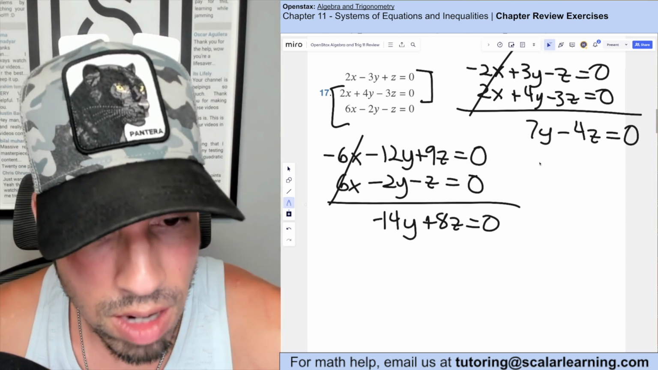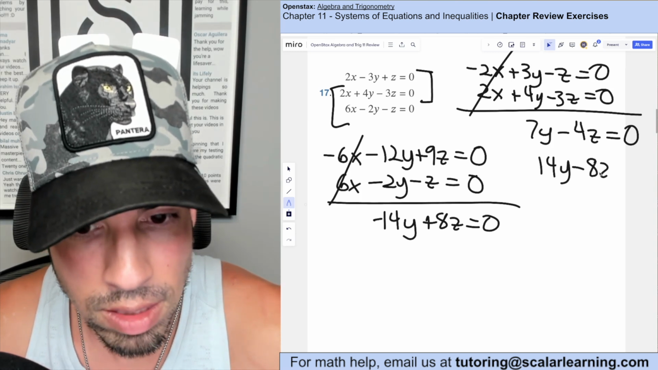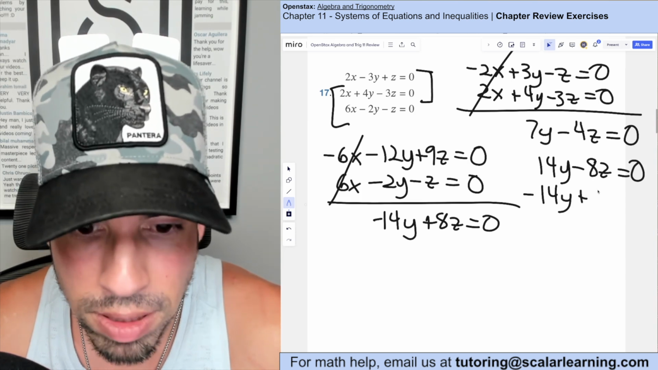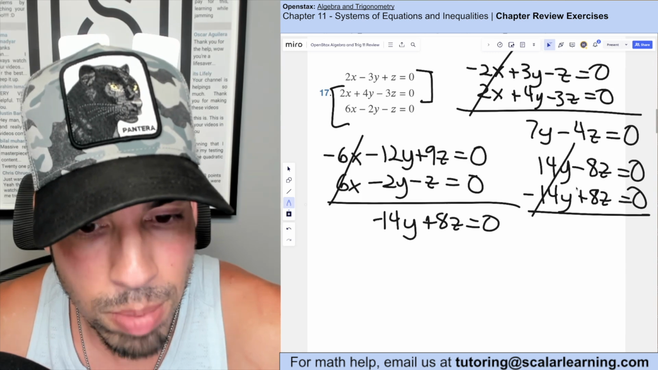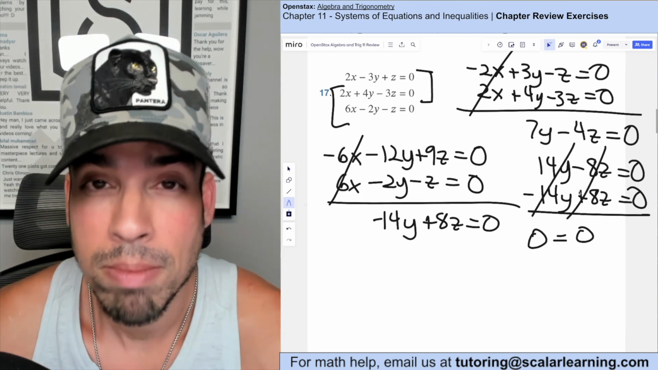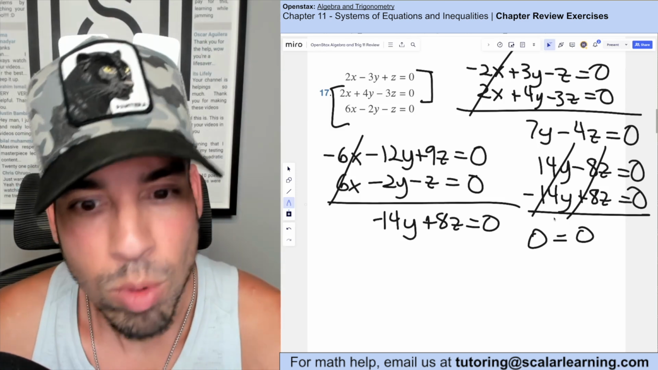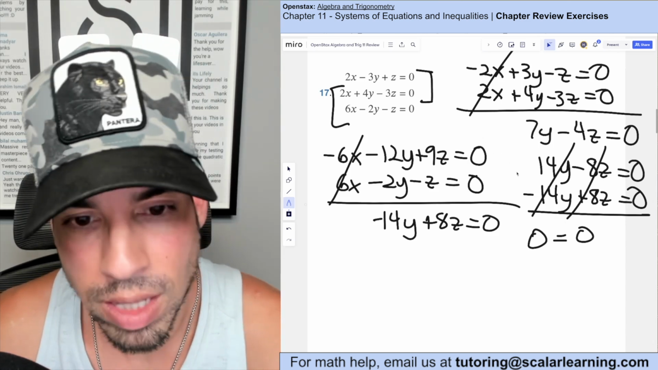So I'm going to multiply the top one, this one, by 2, and I get 14y minus 8z equals 0. But then look at this. I got negative 14y plus 8z equals 0. And we add these together. Goodbye, goodbye. And we get 0 equals 0. So what does that mean? It means we have an infinite solutions situation. But we're gonna see the relationship in terms of everything related to x.